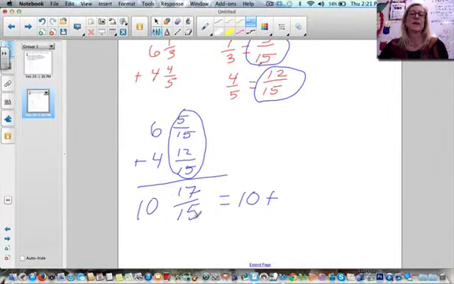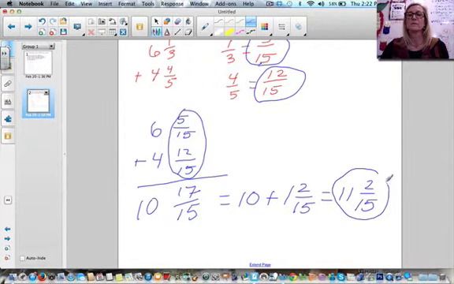So how do I do that? I ask myself, how many times does 15 go into 17? Because 15 is the whole, it goes in one time with 2 left over, so that would be 2/15. Now I can look at this. I've got 10 plus 1 and 2/15, which is the same as saying 11 and 2/15. And since 2/15 is in simplest form, that is my answer.